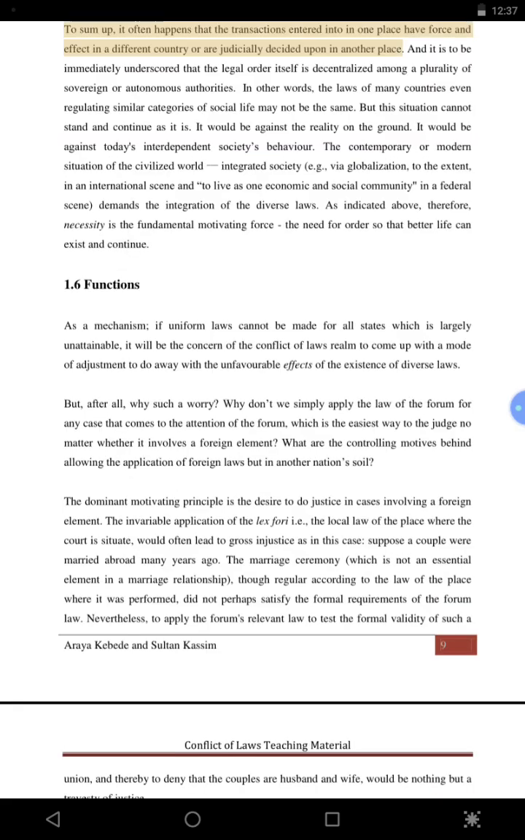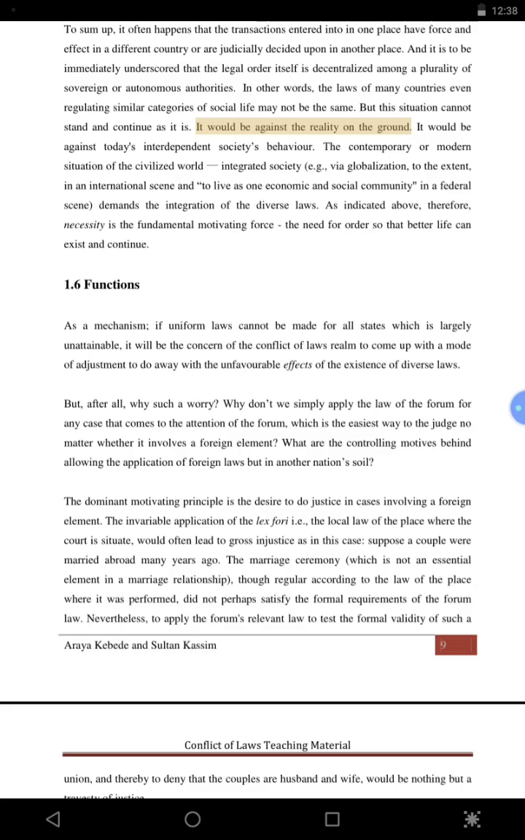To sum up, it often happens that the transactions entered into in one place have force and effect in a different country or are judicially decided upon in another place. And it is to be immediately underscored that the legal order itself is decentralized among a plurality of sovereign or autonomous authorities. In other words, the laws of many countries, even regulating similar categories of social life, may not be the same. But this situation cannot stand and continue as it is.